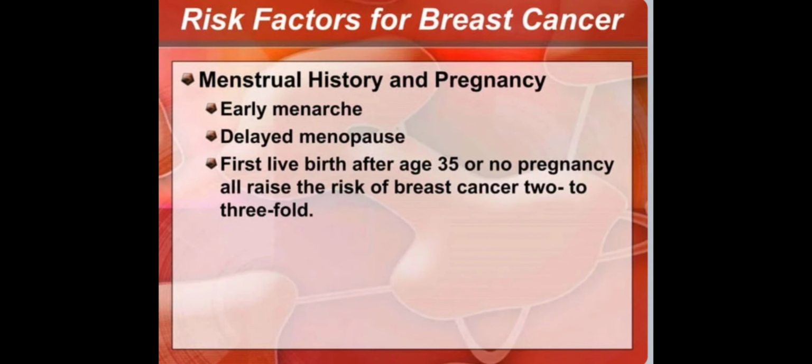Also, sa menstrual history po, baka sabihin nyo, bakit kasama po? Pag meron pong early menarche or delayed po yung menopause, this may be a risk factor that may lead to breast cancer. First live birth after age 35 or no pregnancy all raise the risk of breast cancer 2 to 3 folds. Kaya po dito sa atin, we advise po na hindi po masyadong matagal mabuntis ang isang babae. I mean, yung age po niya. Kasi pag umabot po ng 30 years old above, at risk na po yung pregnancy ng isang babae.